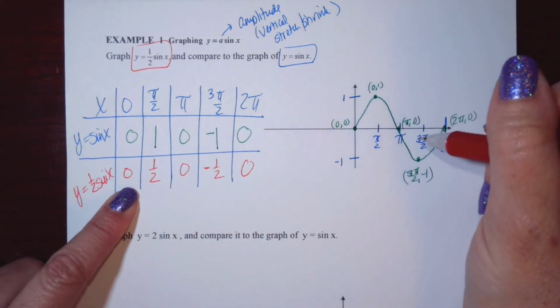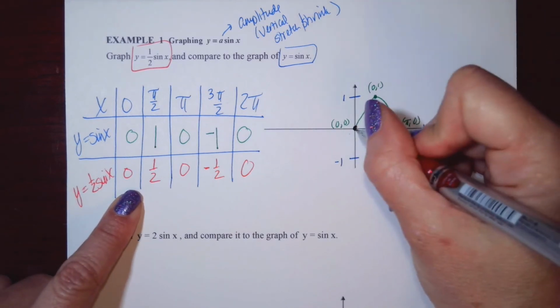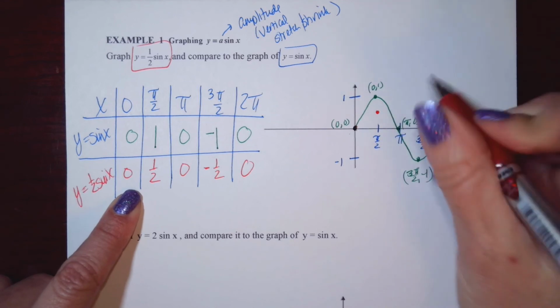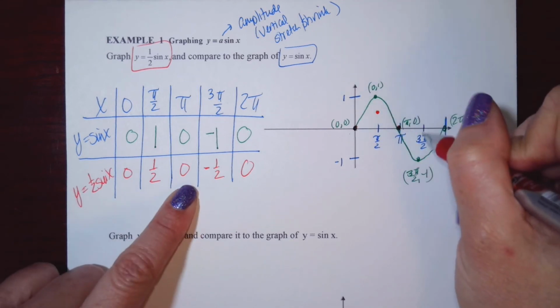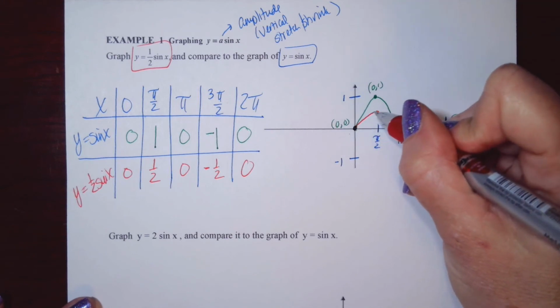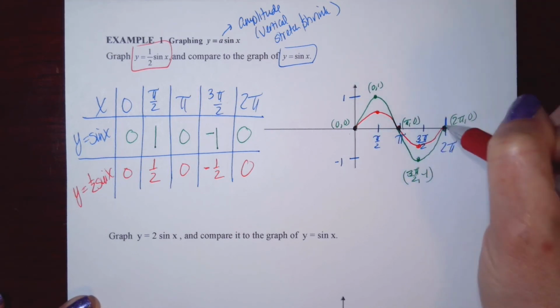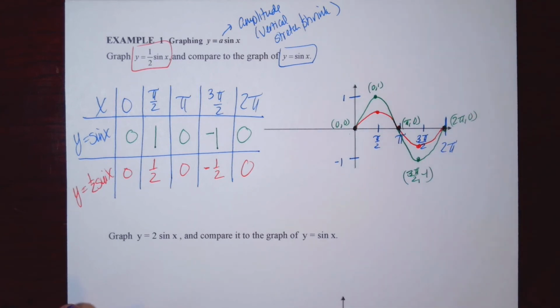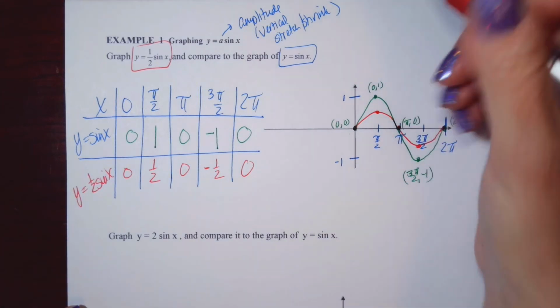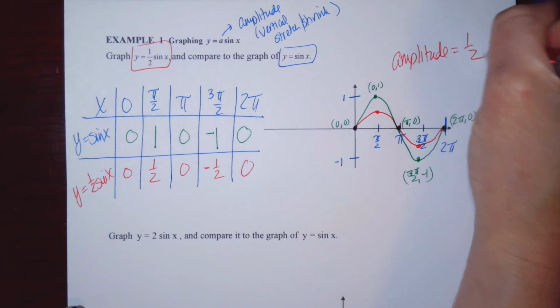So when I come over here to graph y equals 1/2 sine x, notice the color coding. I'm just going up halfway, back to 0, down halfway, back to 0. So the cycle is still the same. The period looks the same, except that my amplitude has changed. My amplitude here is 1/2.